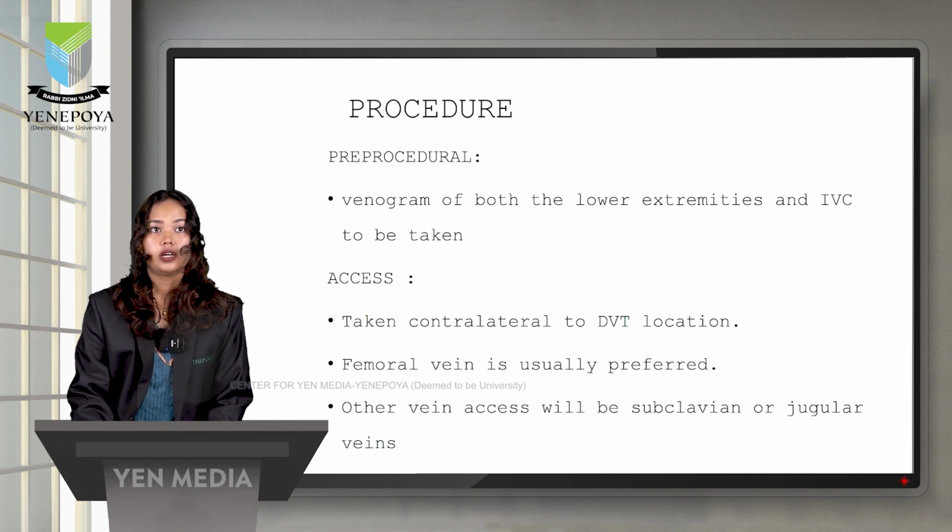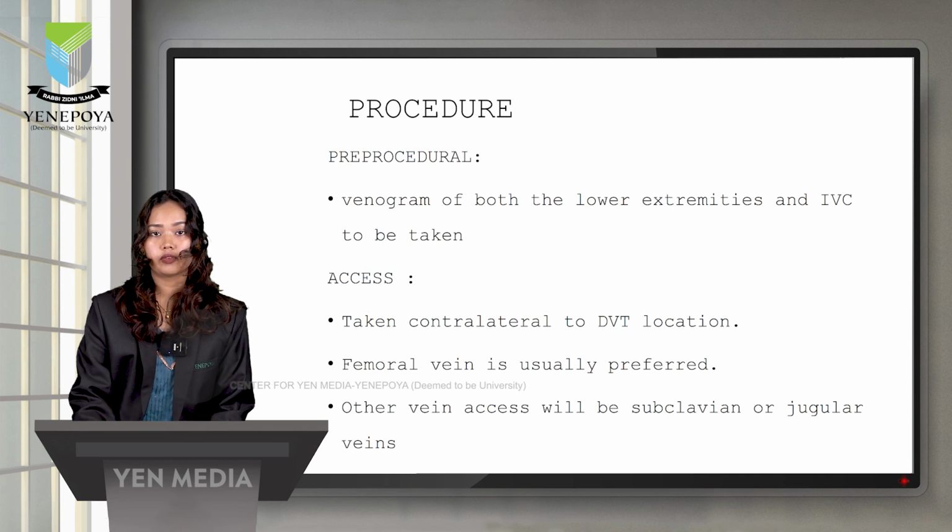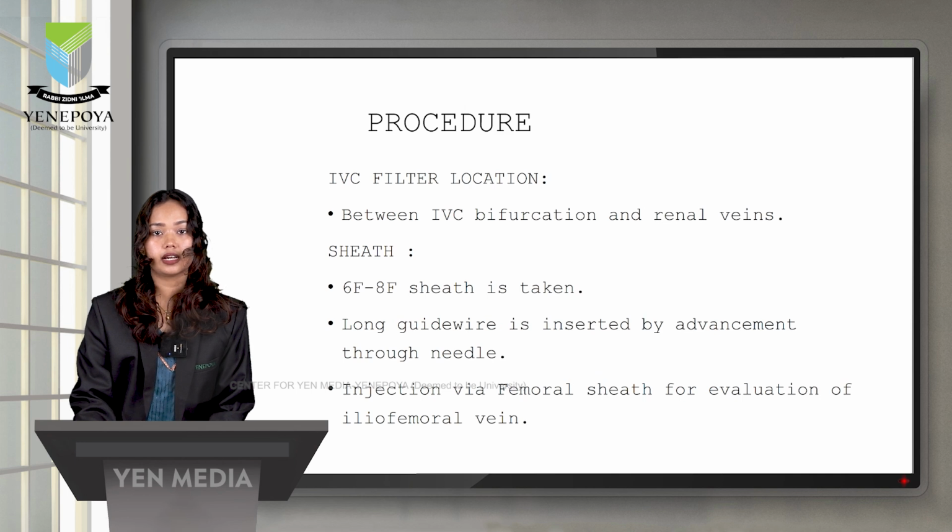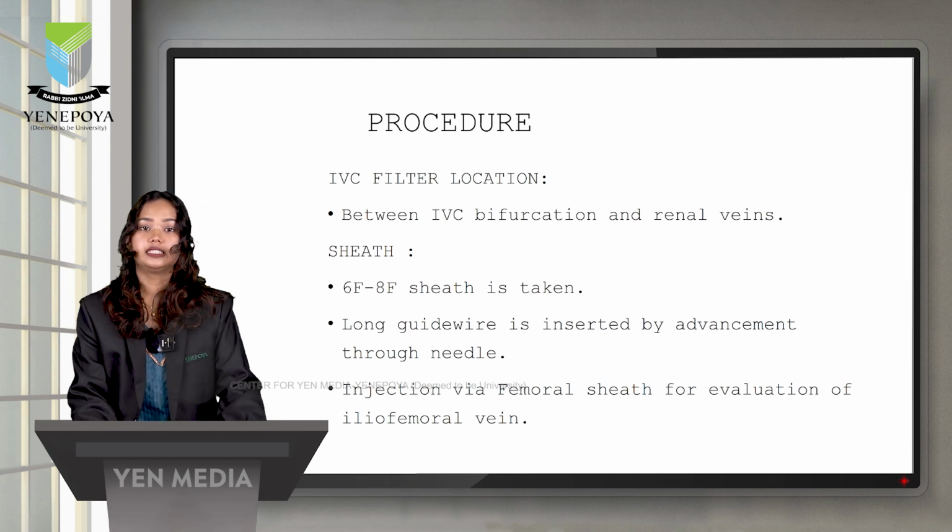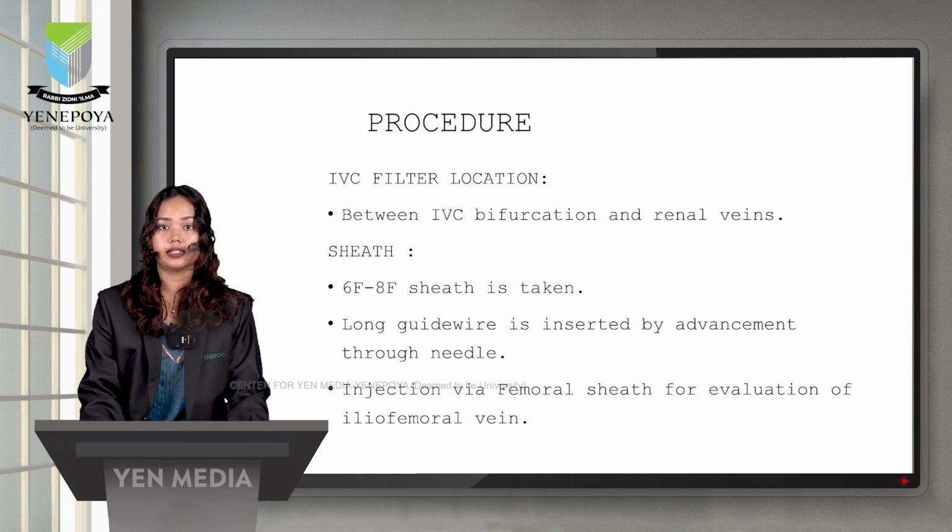Coming to the procedure, pre-procedure we will do a venogram of both lower extremities and the IVC. A venogram is a procedure in which we look into the venous anatomy for any complications before the procedure. For the access site, we take a contralateral access to the DVT location. Femoral vein is the preferred access; other options are the subclavian or jugular veins. We implant the IVC filter between the IVC bifurcation and the renal veins, or the iliocaval confluence. We need a sheath for the implantation; a 6 French to 8 French sheath is taken for the procedure.